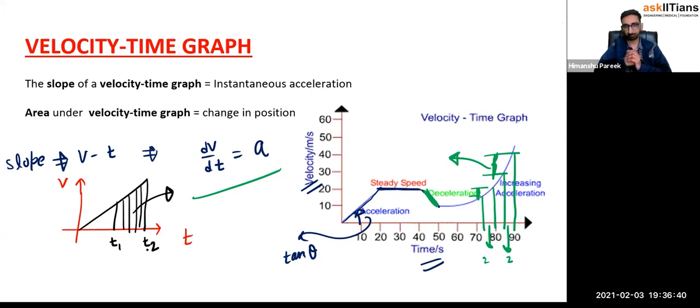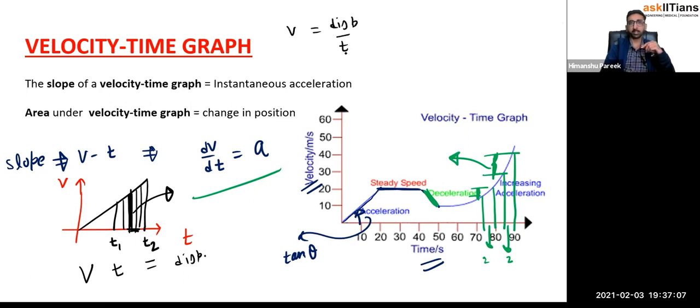Okay. Now, why is it giving you displacement? Easily you can predict it. See, if you take this vertical height, that represents velocity. If you take the horizontal length, it represents the time. So velocity multiplied by time is nothing but the displacement, just like velocity is displacement over time. So if you multiply time with the velocity, vt is equal to displacement.